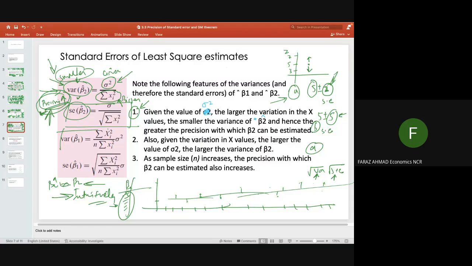Now, you can think of this formula also in this way. Point number one, right? Now, point number two, also given the variation in x values, the larger the values of square.